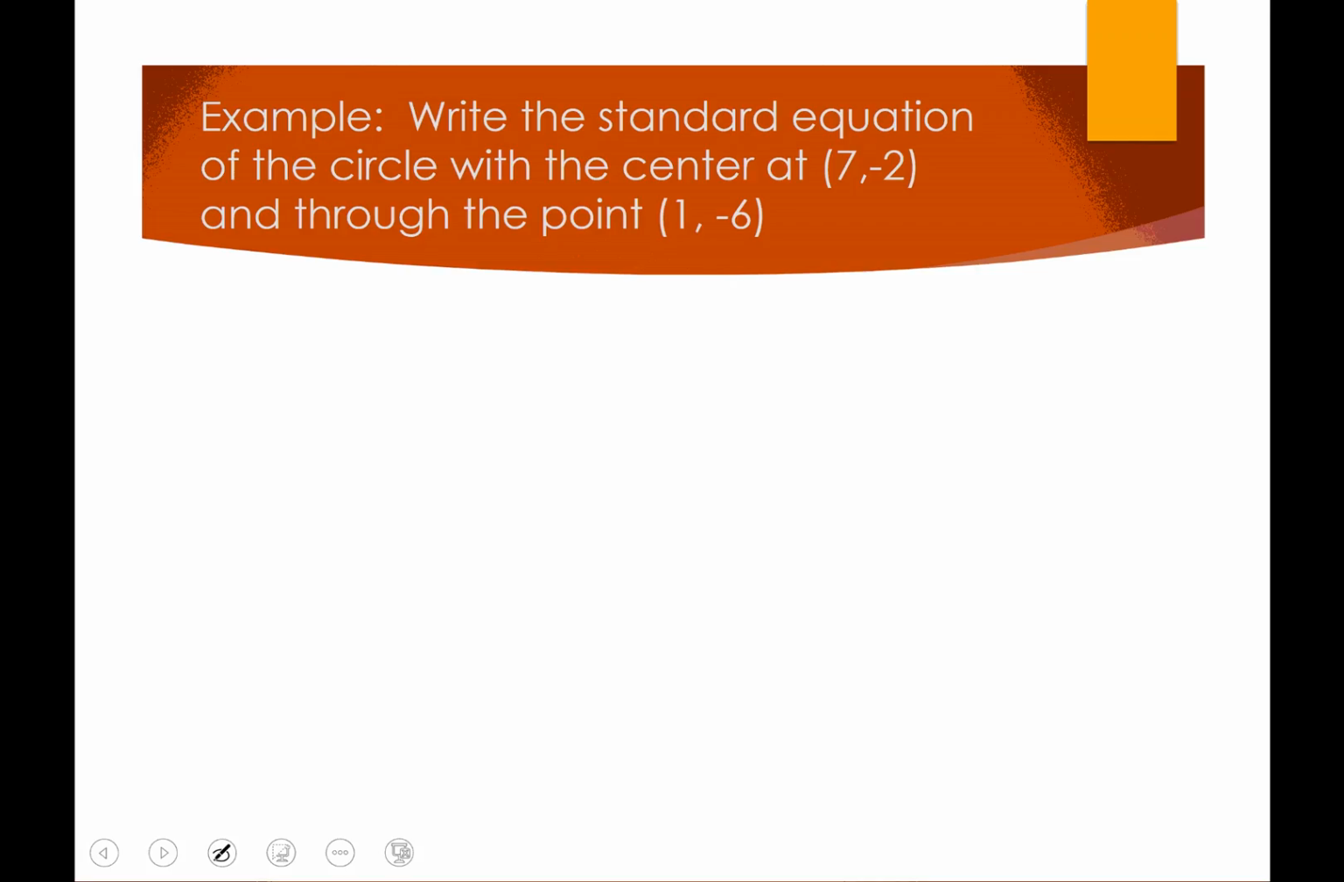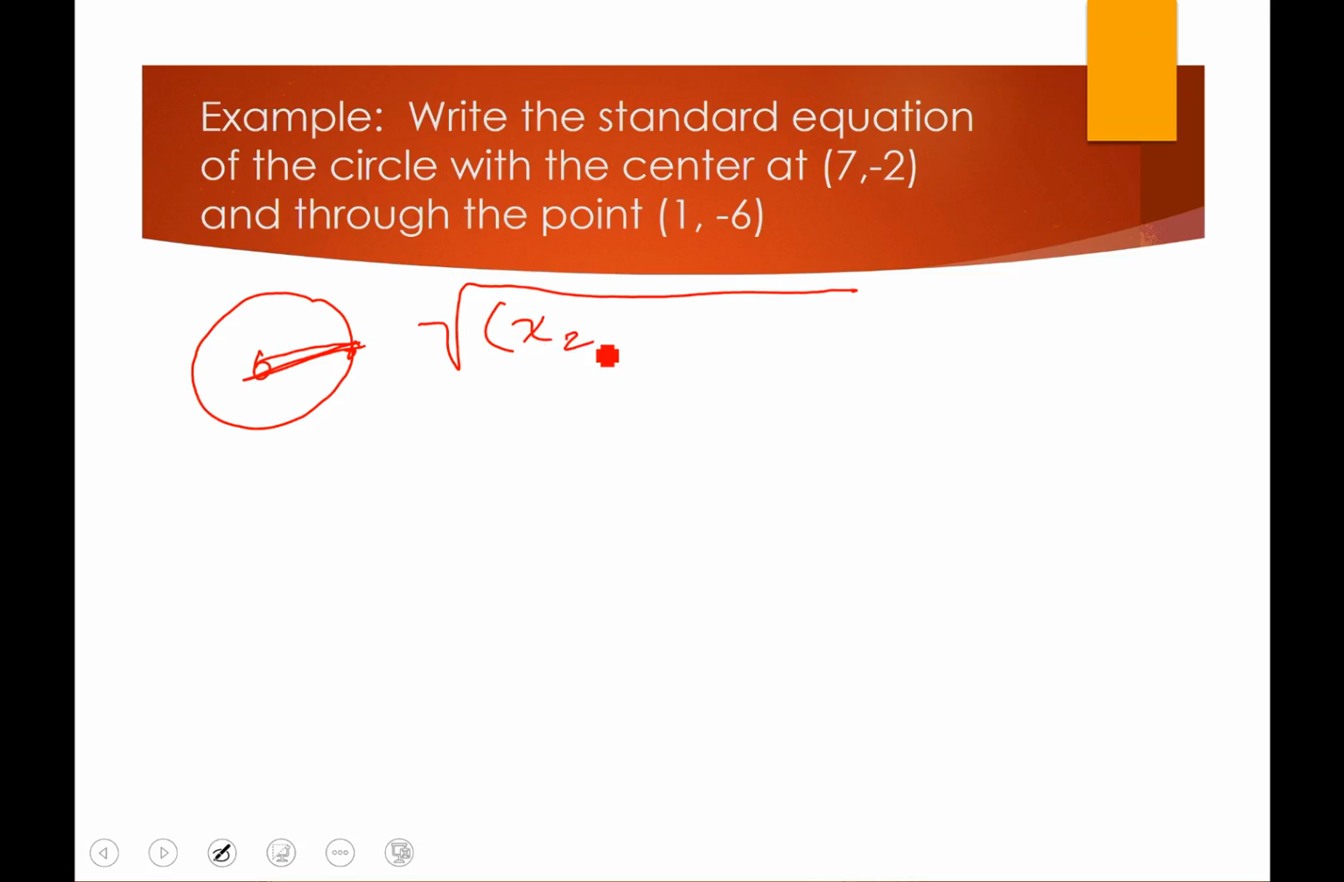Okay. So if I want to write a standard equation of the circle with a center at the point 7, negative 2, and through this point 1, negative 6. Now I've got the center, what I don't have is the radius. But if I've got my circle with a center and then a point on it, I can find the radius just by using the distance formula. So remember the distance formula you guys love so much: x2 minus x1 squared plus y2 minus y1 all squared, and then we take the square root of that.